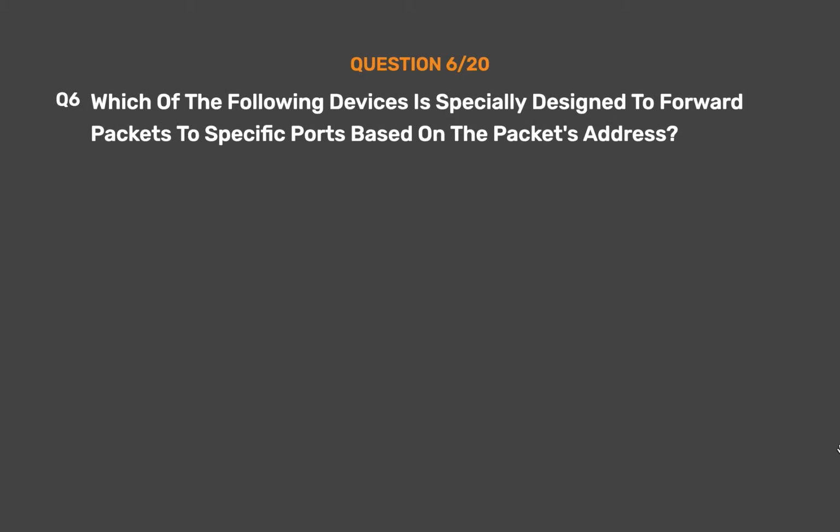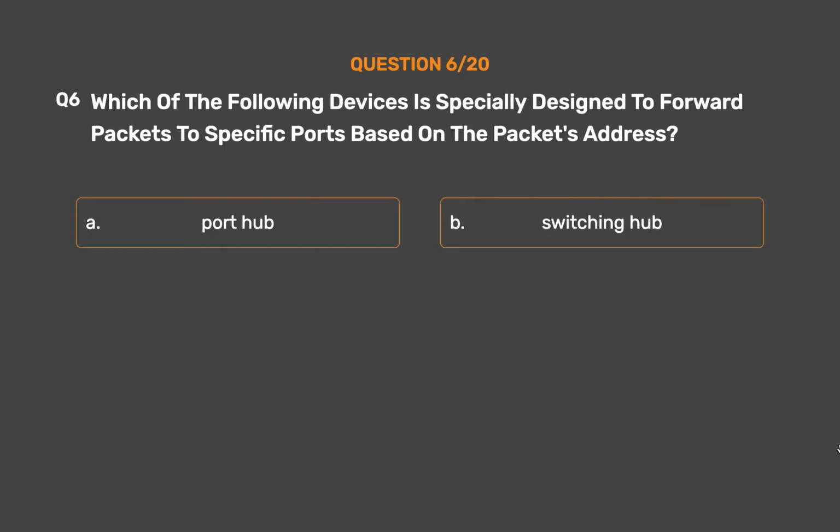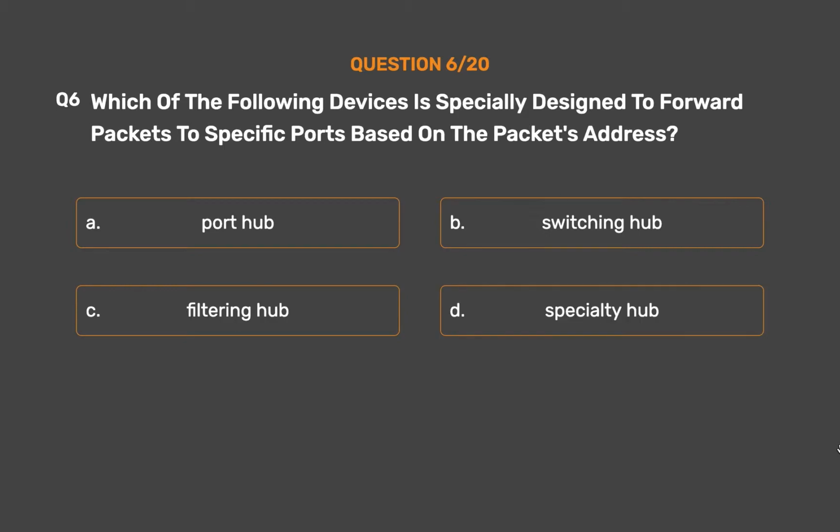Question number 6. Which of the following devices is specially designed to forward packets to specific ports based on the packet's address? Option A. Port hub. Option B. Switching hub. Option C. Filtering hub. Option D. Specialty hub.